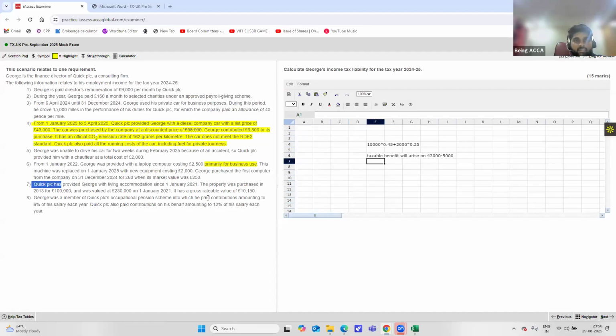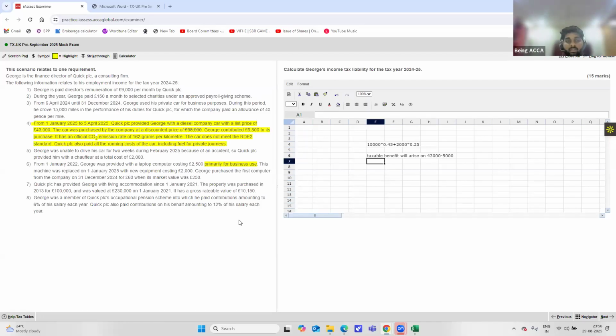Yes. And again, with this, everyone has almost done it right. Gross rateable value of 10,150. And what is the value of the property? Purchased for 100,000 and valued at 230,000. That means there is an excess over 75,000, so an additional benefit arises. That is the only thing you should remember: if the value is more than 175,000, then an excess benefit arises.